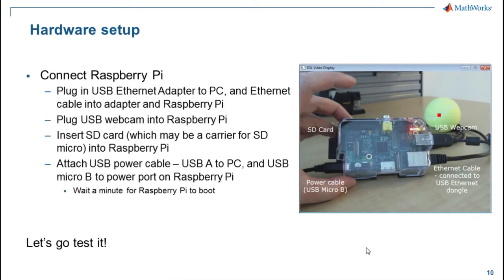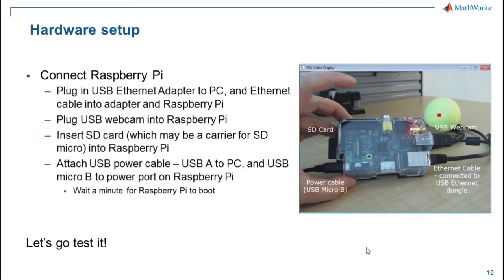How do we hook it up? Well, we plug the USB Ethernet adapter into the host PC, and then plug in the Ethernet cable into that and the Raspberry Pi. We plug in our USB webcam into the Raspberry Pi. We insert the SD card, which in our case is a micro SD card, into the SD carrier, and we put that into the Raspberry Pi.